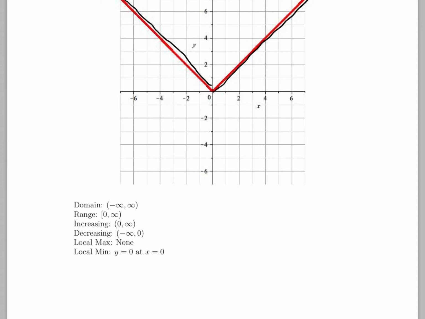That means that I'm increasing from 0 to infinity, not including 0, because 0 is a turning point, and I'm decreasing everywhere from negative infinity to 0, so from x is negative infinity to x is 0, but again, I don't include x is 0 because it is a turning point. So I always use open intervals for increasing and decreasing. I don't have any local maximums, but I do have a local minimum. I have this local minimum of y is equal to 0, and that is found at x is equal to 0. It is one of those turning points. It is a local minimum.